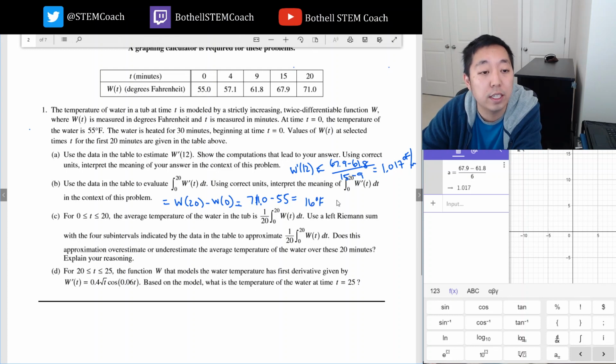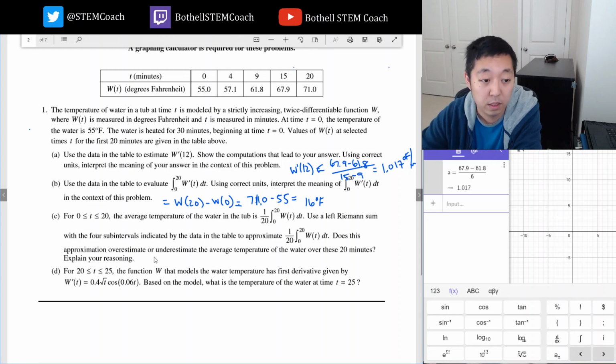And this means the temperature of the water increased by 16 degrees F over the 20 minutes. That's the change in temperature from 0 minutes to 20 minutes.